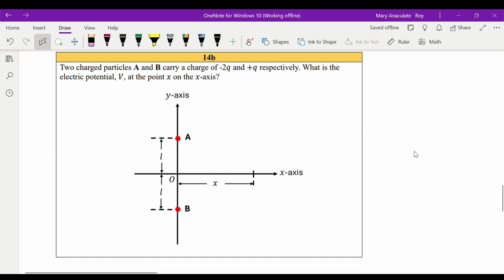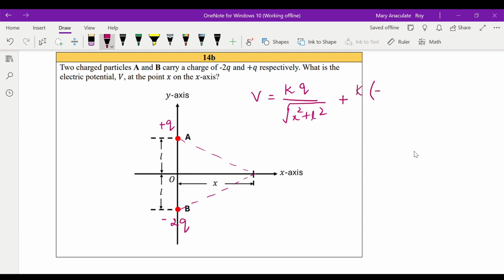They give values. Earlier it was plus Q for each of the charges, but here one is plus Q, the other one is negative 2Q. But the distances are still the same, so we apply the same rule again. So V is equal to KQ, that is positive Q, over square root of x square plus L square, plus in the second, Q2, you should substitute negative 2Q, right? So square root of x square plus L square.